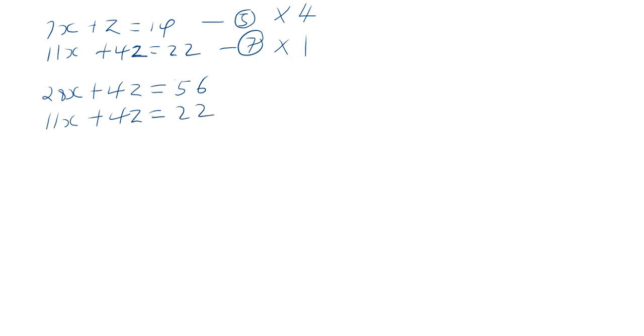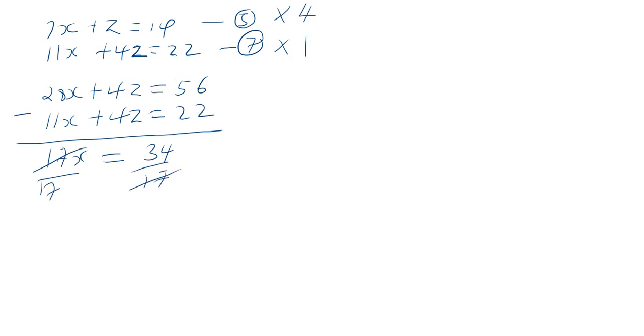So we look at what we can do to get value of z being 0. And as you can see it is subtraction, because 4 minus 4 is 0. So 28 minus 11 is 17x. Z is 0. This should be equals to 56 minus 22, which is 34. We divide both sides by 17. By 17 1, by 17 2. So our x will be 2. Now we have gotten the value of x, which is 2.